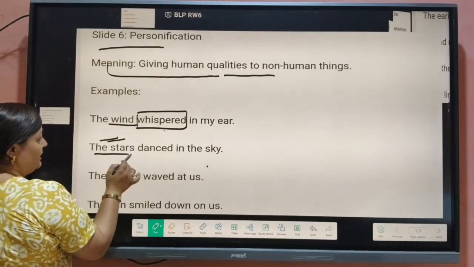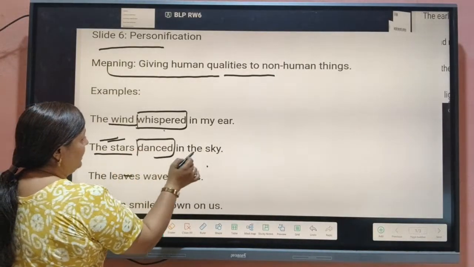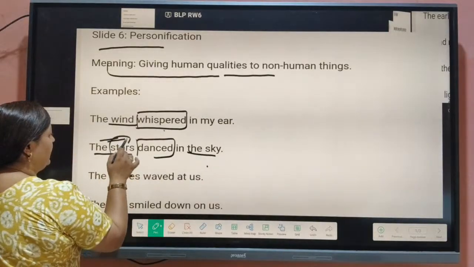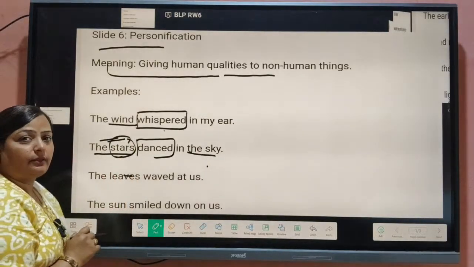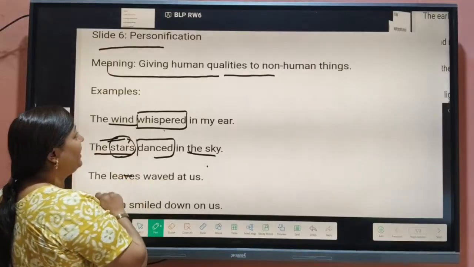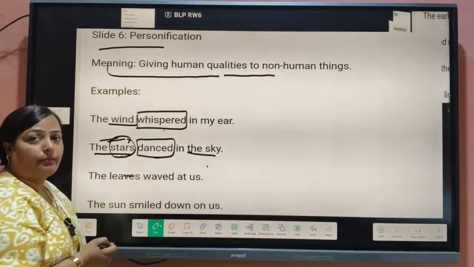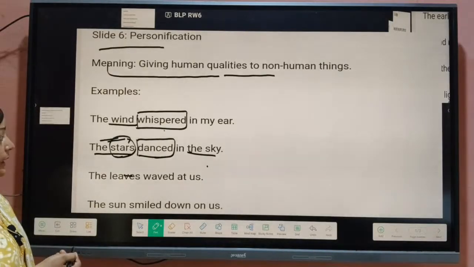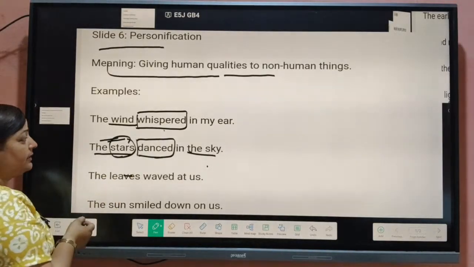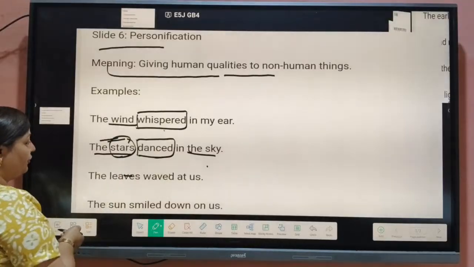The stars danced in the sky. Here is the word star. Can a star dance? Here the star is personified because it is given human qualities. Humans dance, but here we are saying that stars danced. That's why here is personification.